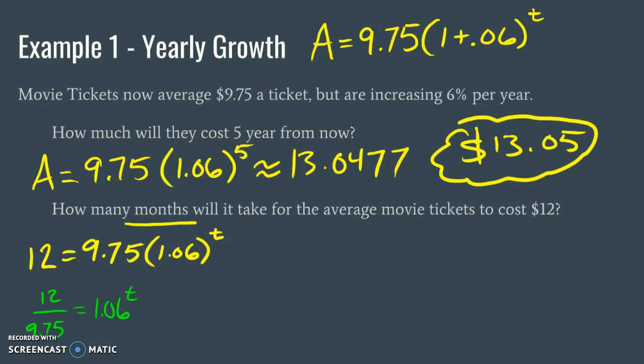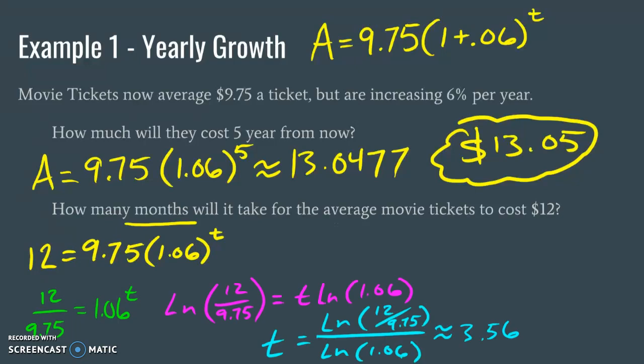So this is what we have. We now have a division fraction over on the left side, but that's no big deal. All we need to really do is take a logarithm to both sides, which will allow the t to move in front, and then we can finish our solving from there. So after simplifying and solving, we get about 3.56 years as our answer.